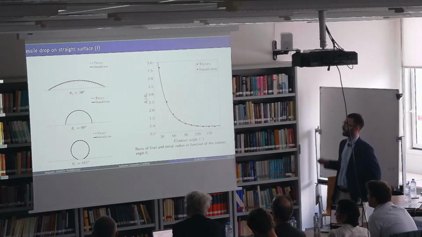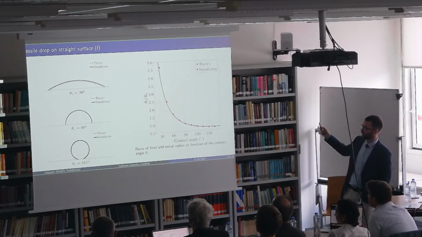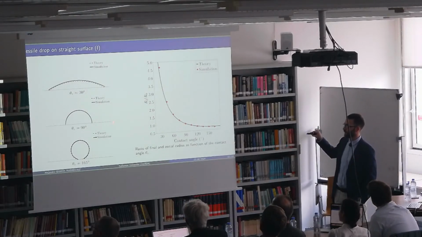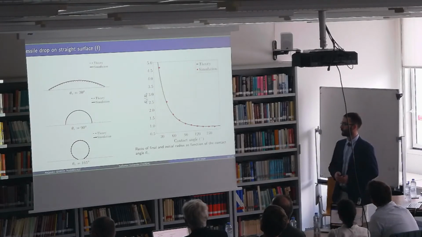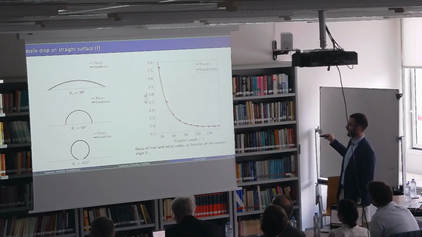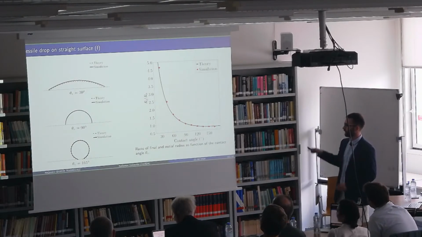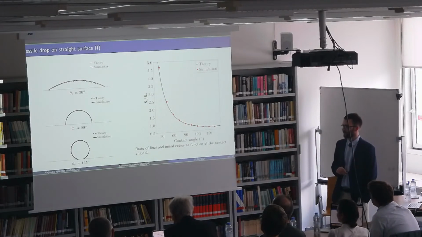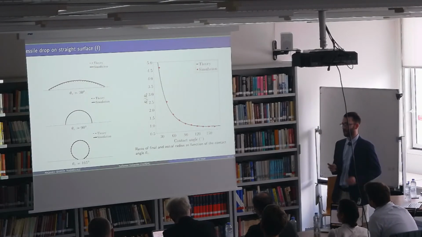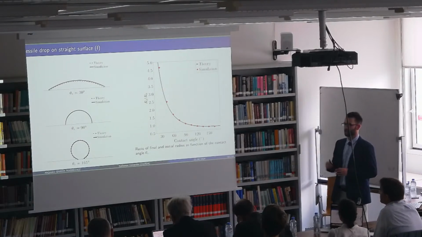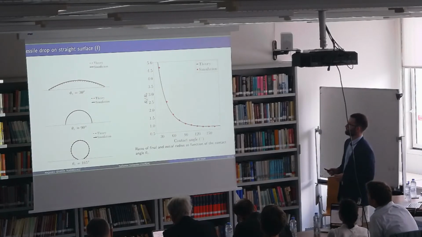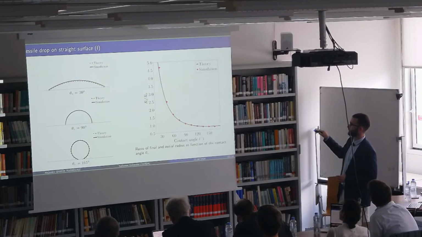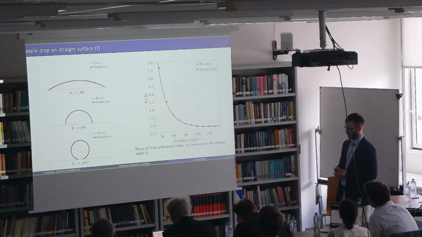The first test case that we consider is a sessile drop on a straight surface that we initialize at a 90-degree contact angle here in the middle. We impose a different contact angle and we let the drop move. Here at the right, you have a comparison between simulations and the theoretical solution for the ratio of final and initial radius of the drop. In this case, we don't have any gravity, and therefore the shape of the drop is a perfect sphere or cylinder. You can see that we have a good agreement with the theoretical solution.